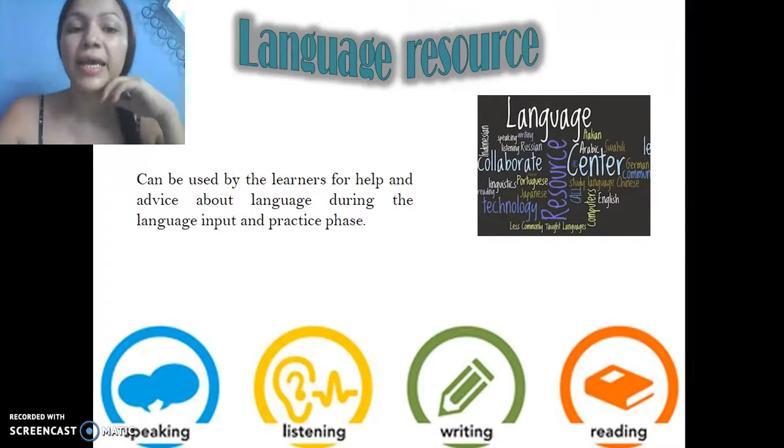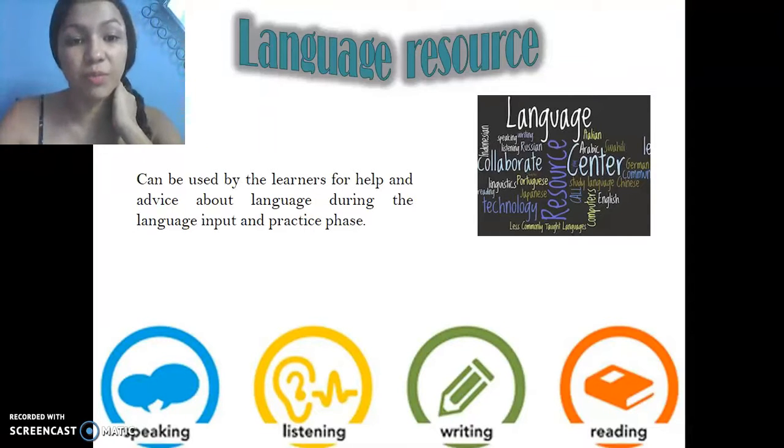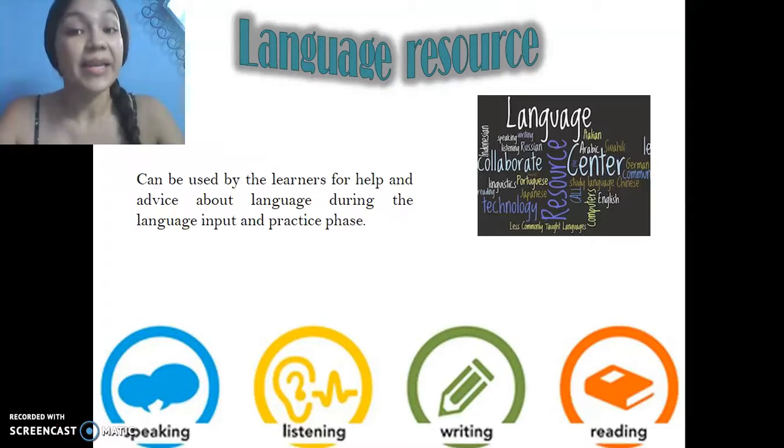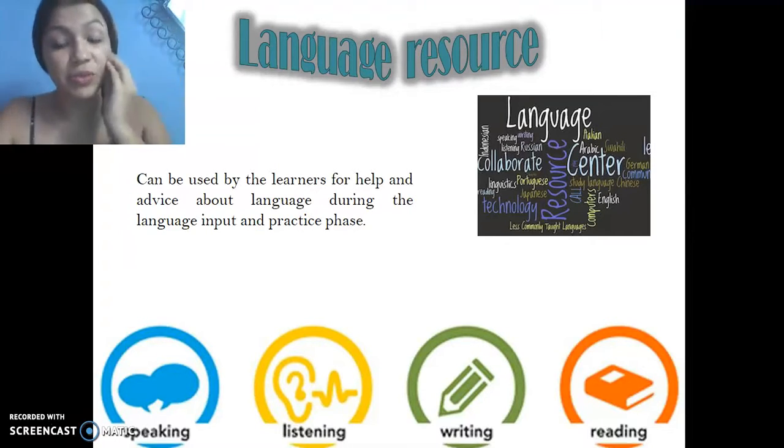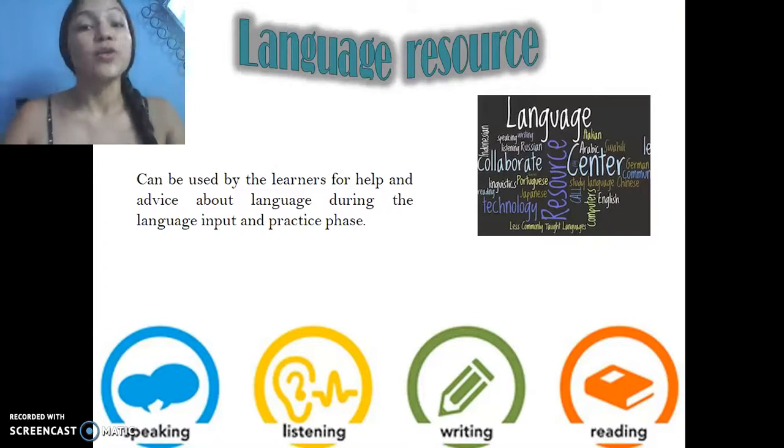Language resource can be used by the learners for help and advice about language during the language input and practice phase. So I think there are many resources that you can provide them, and they can use when they need. Maybe speaking, listening, writing, reading, they can communicate in different ways, and it's important that they know how to tell you something.